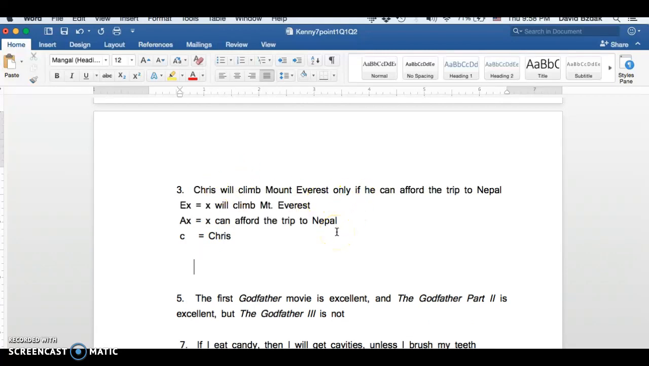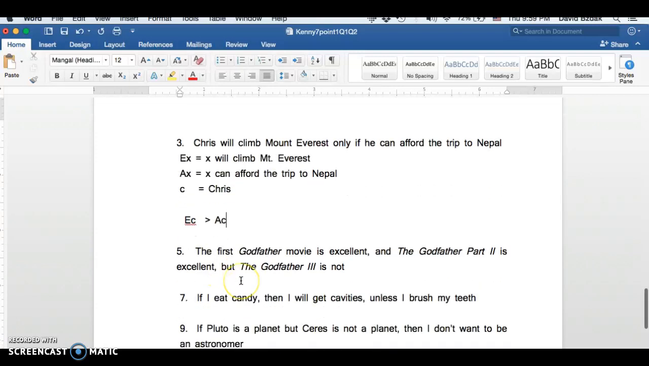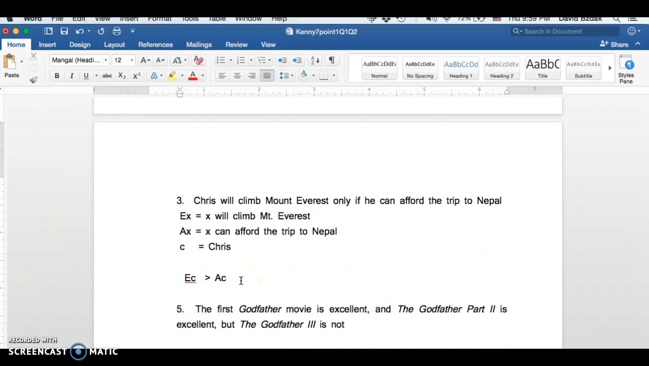So again, it's an only if, so we know that's just substitute in the conditional. Before the only if is Chris will climb Mount Everest. So E is will climb Mount Everest, C is Chris. So Chris will climb Mount Everest only if he can afford the trip to Nepal. Again, that's Chris. A is can afford the trip to Nepal, and C. So Chris will climb Everest only if Chris can afford the trip to Nepal. Okay, I hope that gives you a sense of how to do some of these translations. I'll post some more videos with the quantifiers next.